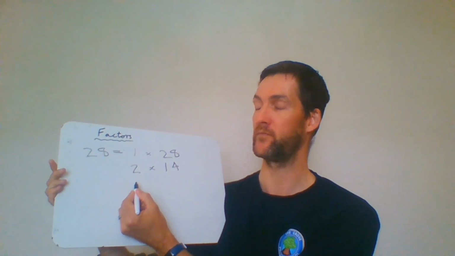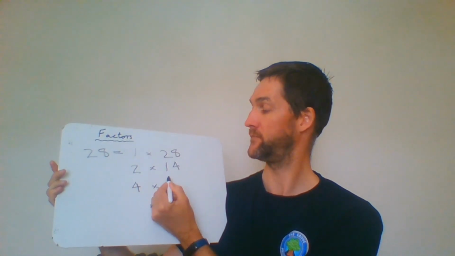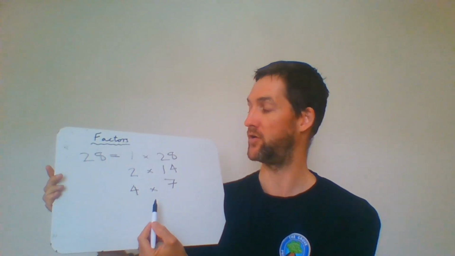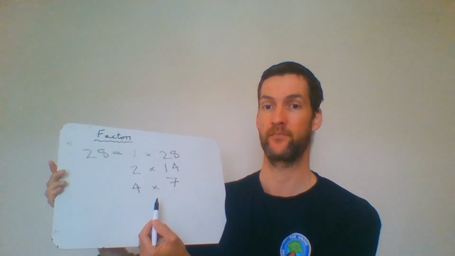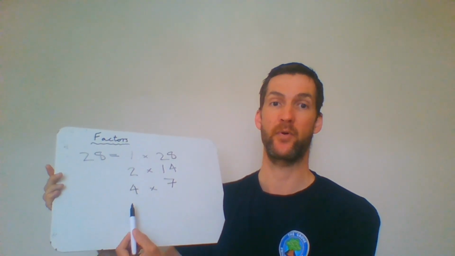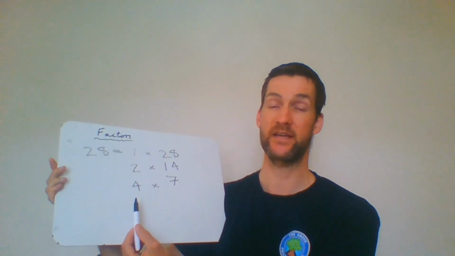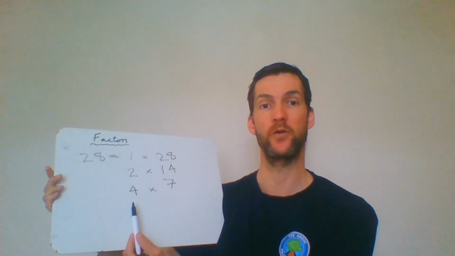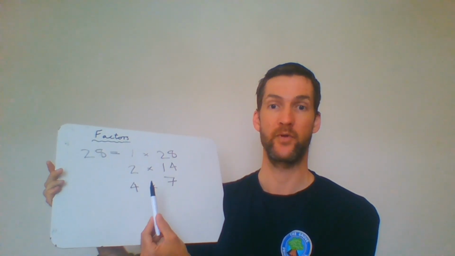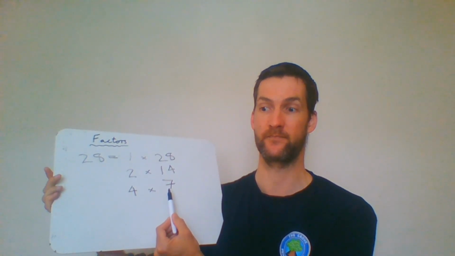Then we move on to 4. 28 divided by 4 is 7. Therefore, we know 4 and 7 are factors of 28. We then move on to 5. 28 divided by 5 will leave a remainder. Therefore, it is not a factor. 6: 28 divided by 6 will also leave a remainder, therefore it is not a factor. We then get to 7. Now we've already done 7, so we know that we've found all the factors.